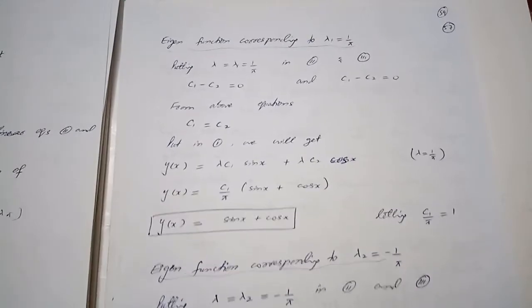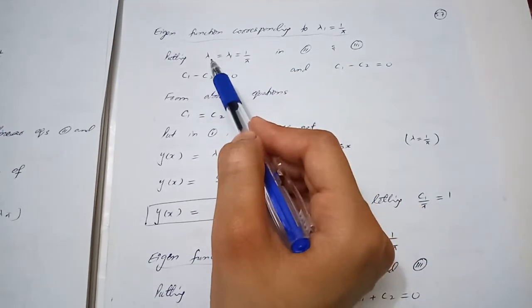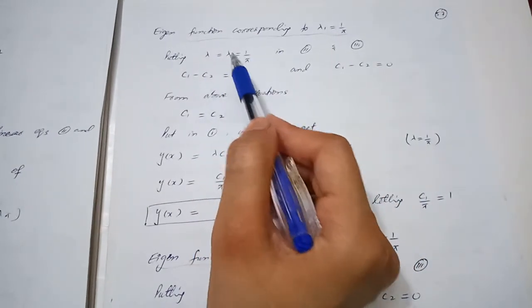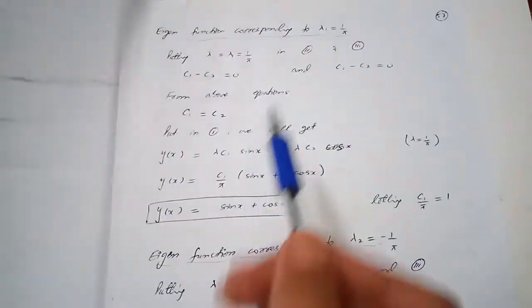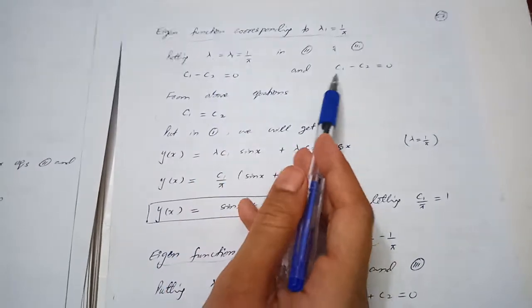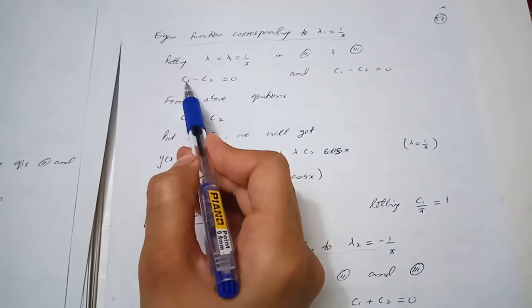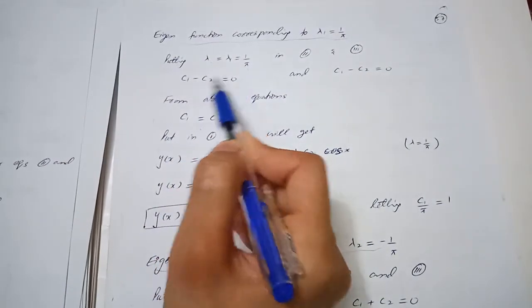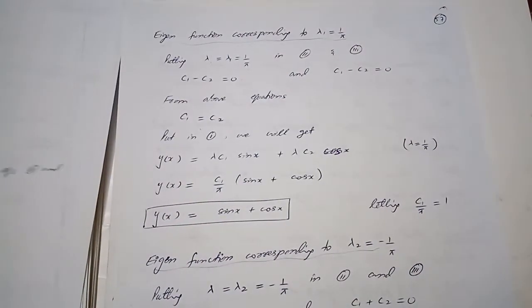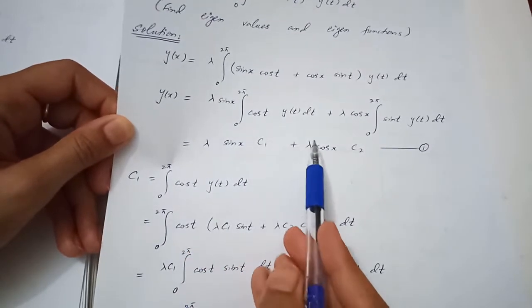First, I am finding the eigenfunction corresponding to my first eigenvalue. Putting λ = λ1 = 1/π in equations 2 and 3, which we got previously, just plug in the values of λ there. When I plug the values into both equations, I get these two equations, and from them you can see that c1 = c2. Our solution was y(x) = λ sin x c1 + λ cos x c2.